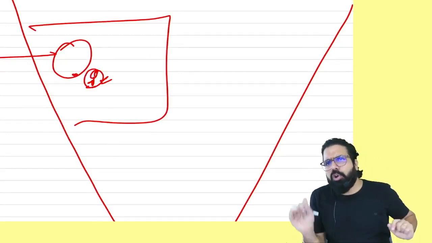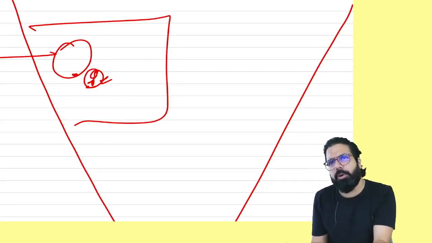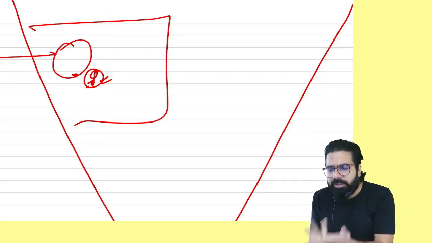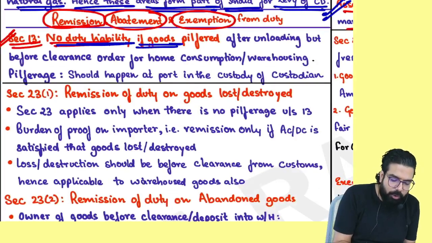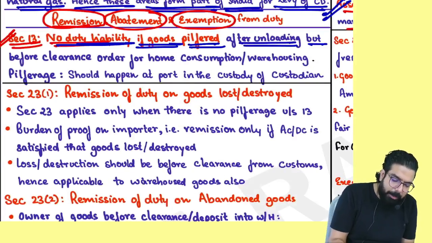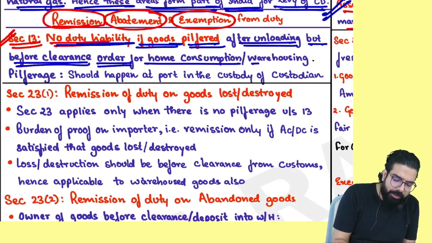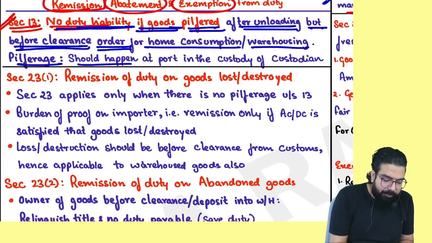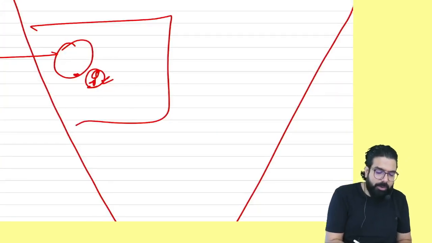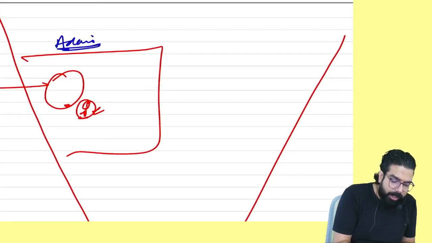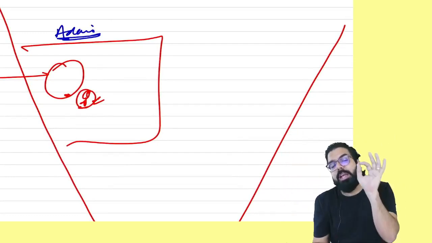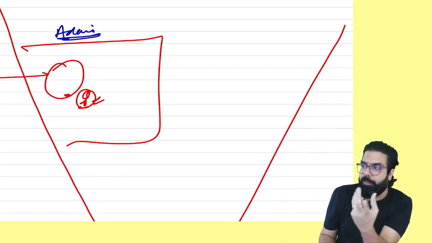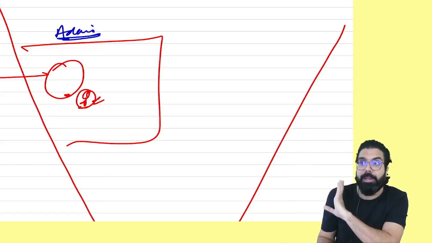Sir, why will I pay? Goods got imported. They told, sir, custom duty is levied on goods imported. Yes, I imported, but sir, theft, why should I pay? And hence section number 13 went ahead and told, okay, no liability if the goods are pilfered after unloading, but before clearance order for home consumption or warehousing is given. Remember, pilferage should happen at the custom port in the custody of the custodian. Who are custodian, everyone? Do you know Adani Group? Adani Group is now taking care of all the custom port. So Adani Group is the custodian in whose custody your goods are there. If any stealing happens, stealing means small theft, pilferage, who will pay the duty? You will not be liable to pay any duty.